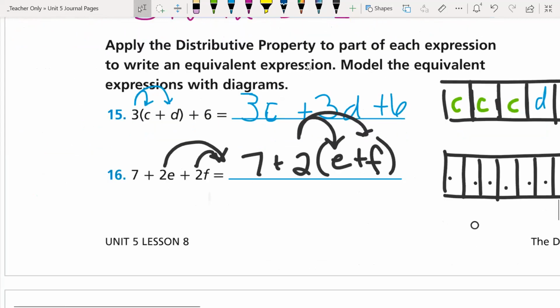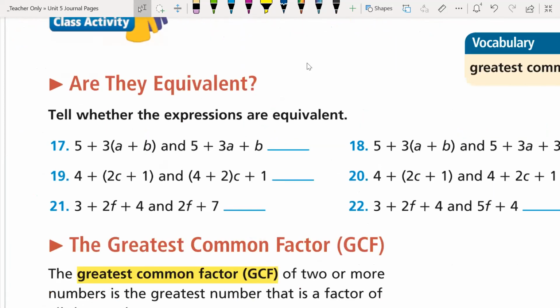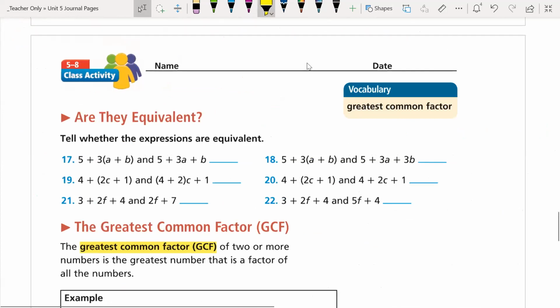We have one more page. This is at the bottom of page 198. And this is when we get into greatest common factor, which you guys should have been practicing on Prodigy. So you should be excellent at this still by now. So tell whether the expressions are equivalent. This is looking for a yes or a no. And so real quick, number 17, 5 plus 3 times A plus B, and 5 plus 3A plus B.